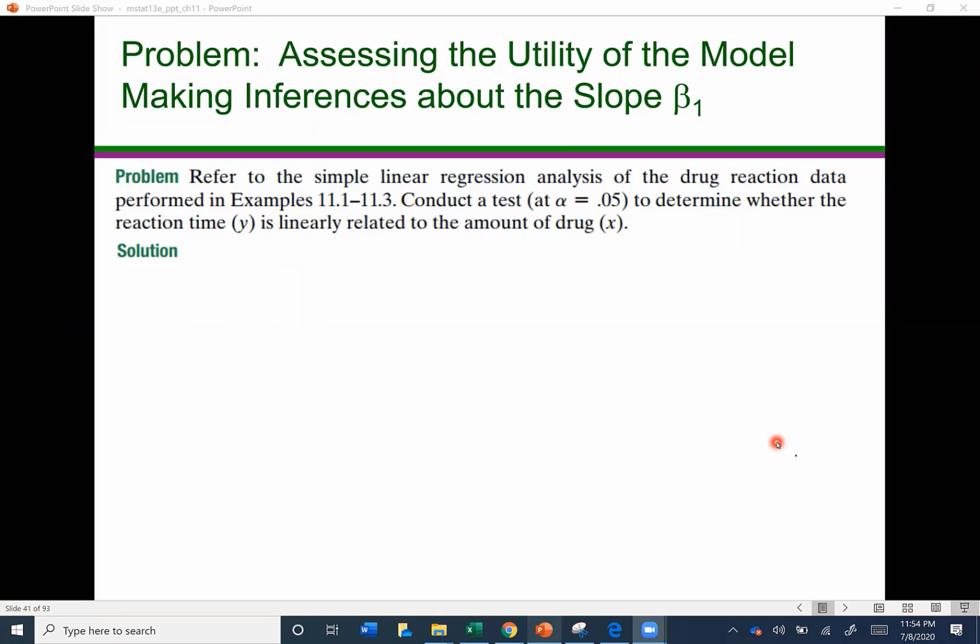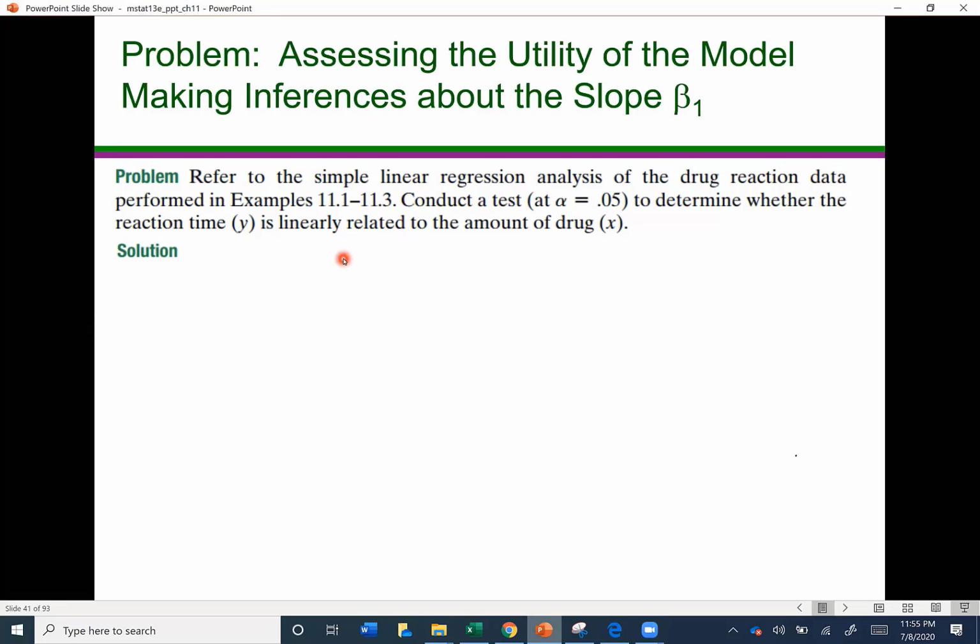Let's continue with our example to predict the reaction time when given a certain amount of the drug. Refer to the simple linear regression analysis of the drug reaction data performed in the previous example. Conduct a test at alpha 0.05, which is equivalent to 5%, to determine whether the reaction time Y is linearly related to the amount of drug X. We want to verify if a linear model can actually explain this relationship.